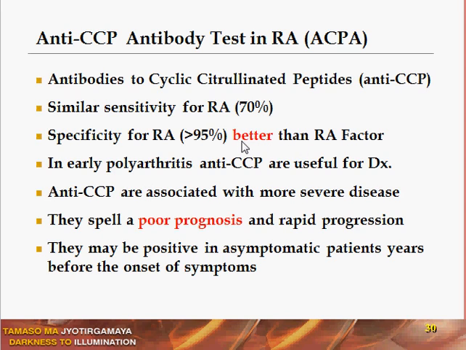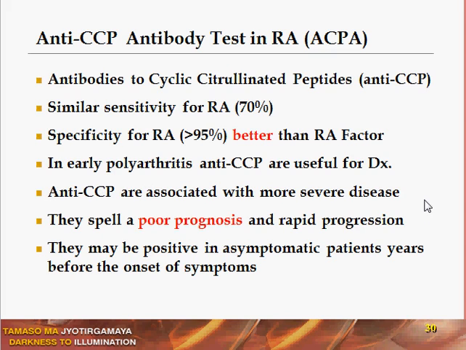Specificity means it rules in the disease. Sensitivity, specificity rules out the disease, and sensitivity rules in the disease. In early polyarthritis, anti-CCP are very useful for diagnosis. Anti-CCP are associated with more severe disease. It's again a prognostic factor.